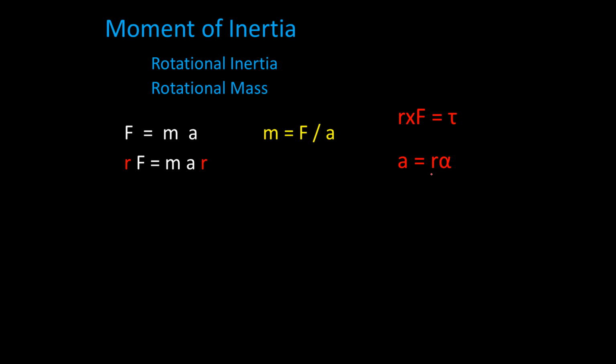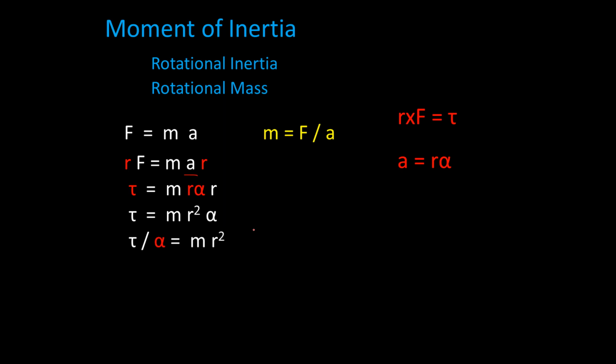So I'm going to take our equation F equals ma. I'll multiply each side by r, then substitute my radius times force with torque, and substitute the value for acceleration with our angular acceleration, r alpha. Now I'll combine terms. So I find that torque is equal to mass times the radius squared times my angular acceleration.